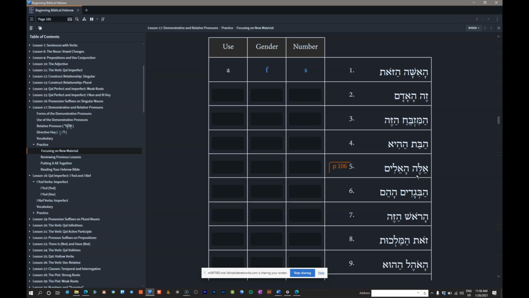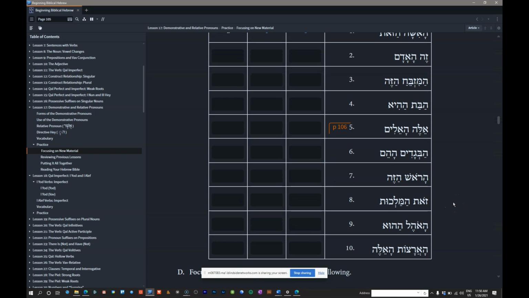Eleh is always common plural. So we don't know if this is masculine or feminine based on eleh, but when we look at our noun, we see that our noun is elohim, the gods, haelohim, and that is masculine plural. So this is going to be predicative because it precedes and lacks the article, masculine plural. Number 6, we've got habegadim hahem. So hem is always masculine plural. It's the far demonstrative. It has the article and it comes after its noun, so it's attributive.